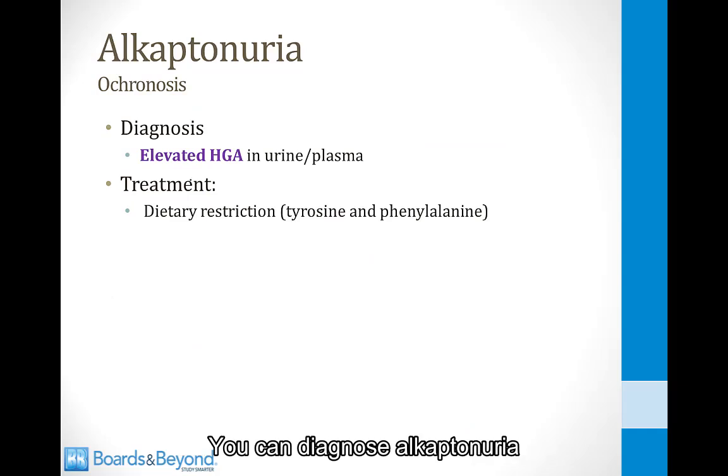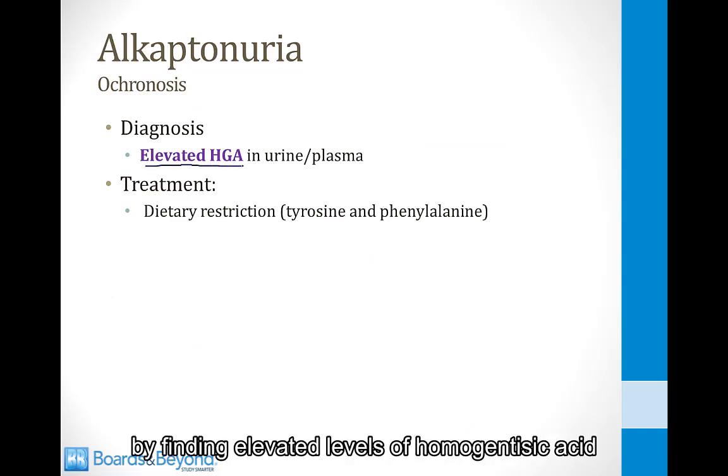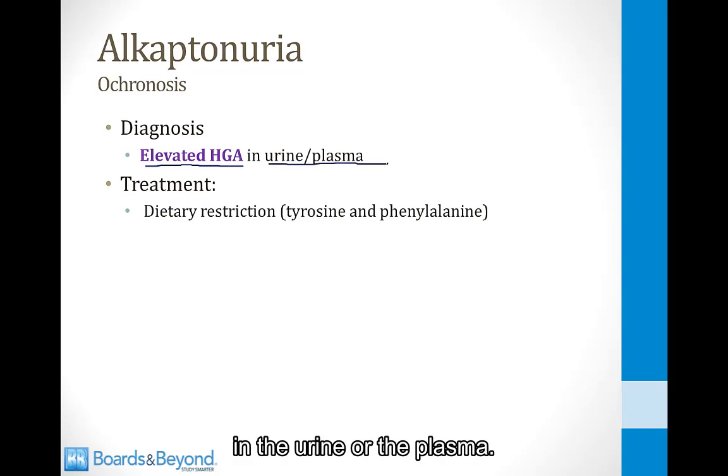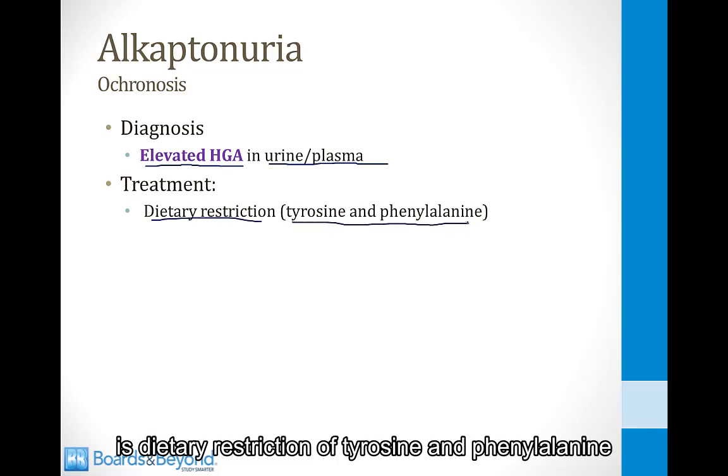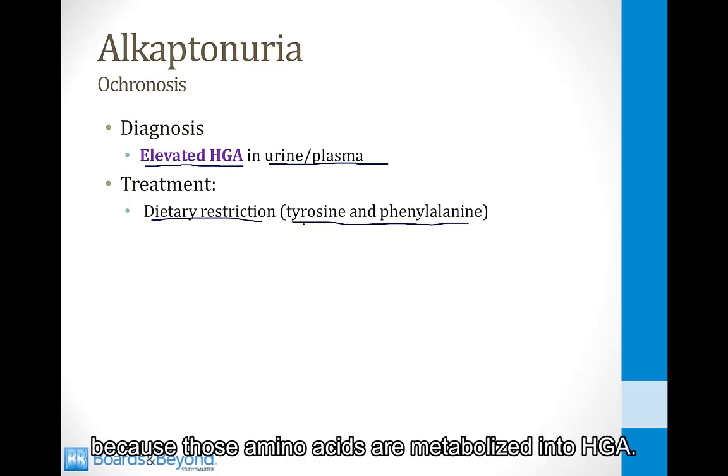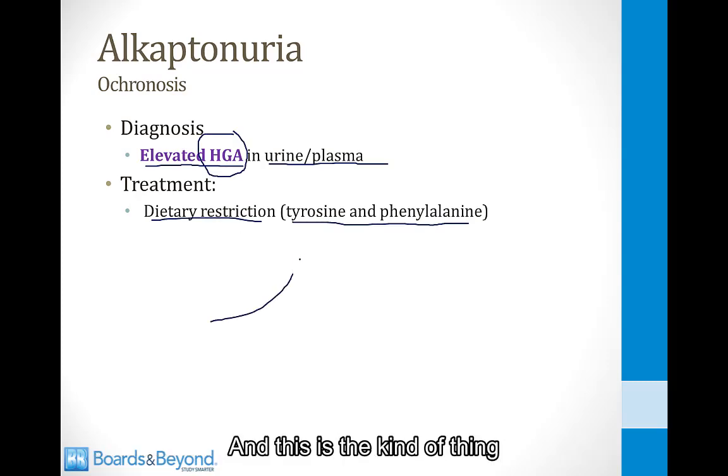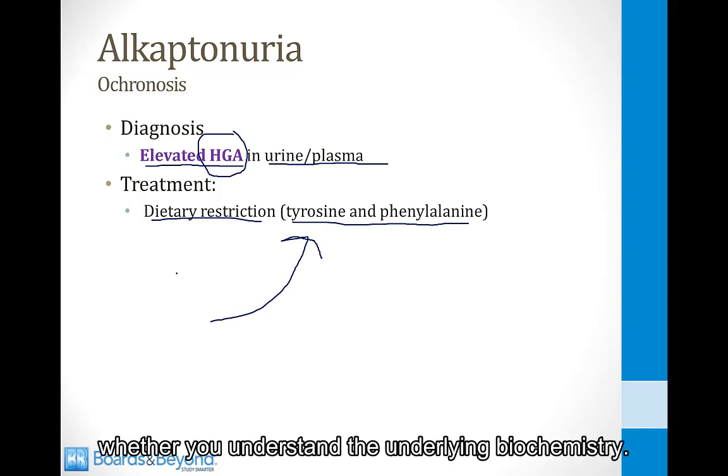You can diagnose alkaptonuria by finding elevated levels of homogentisic acid in the urine or the plasma, and one of the treatments is dietary restriction of tyrosine and phenylalanine because those amino acids are metabolized into HGA. And this is the kind of thing they like you to know for Step 1 because they like to test whether you understand the underlying biochemistry.